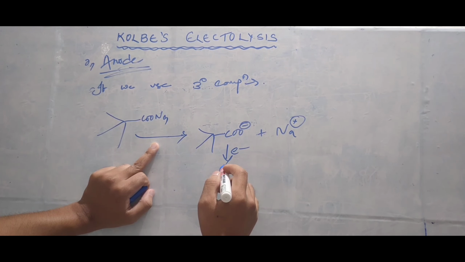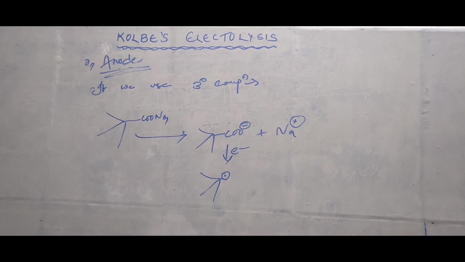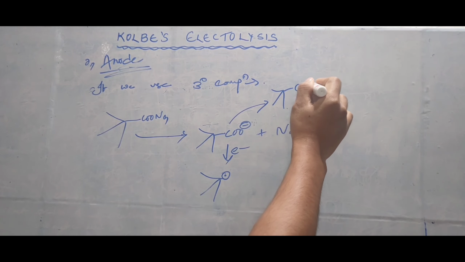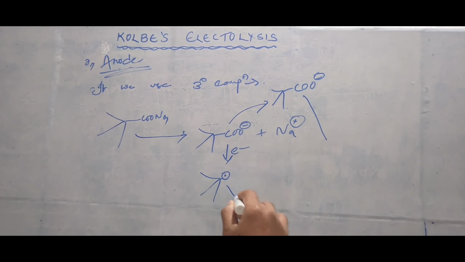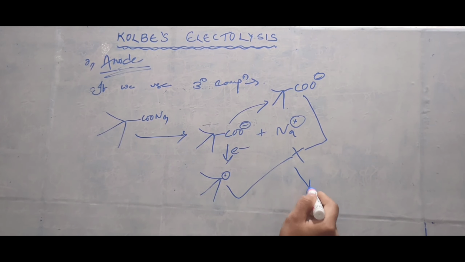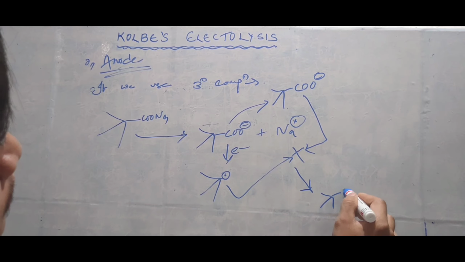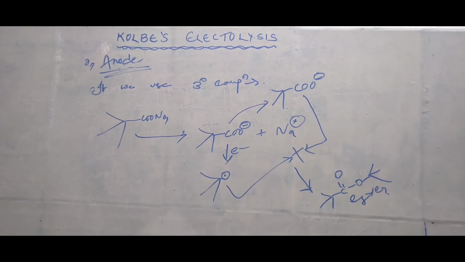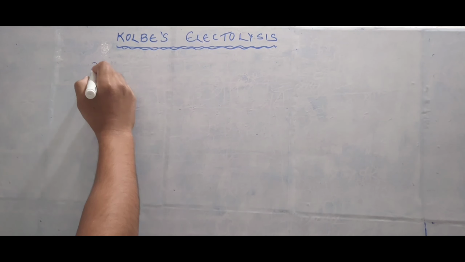You have to note that we cannot use tertiary (3-degree) R groups. Why? Because with 3-degree R compounds, you will not get the RR dimer. You will instead get esters. So you can only use methyl, 1-degree and 2-degree groups at the anode side.